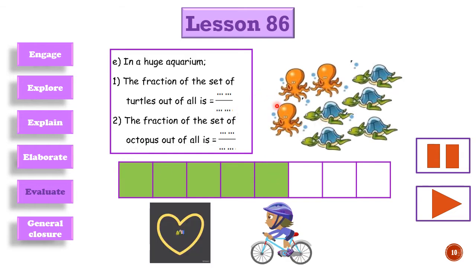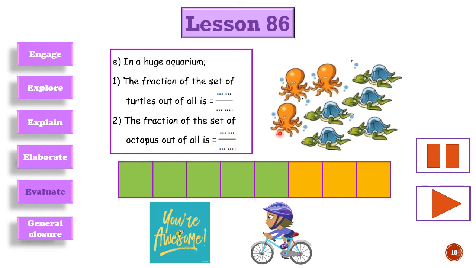Now here we have how many octopus? 1, 2, 3. Then we will color the rest of this fraction strip in orange, which represents the octopus. Okay, now let's go solve these exercises.